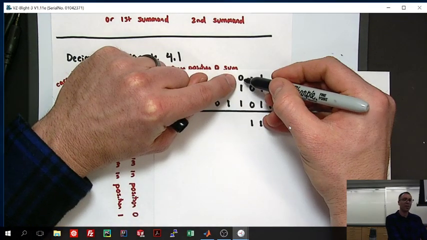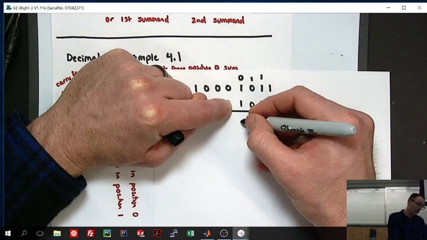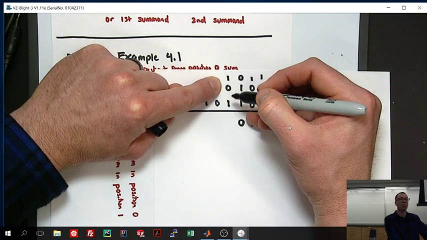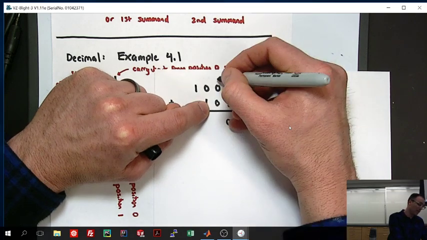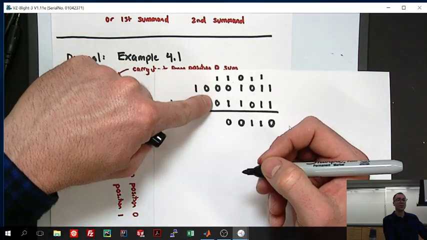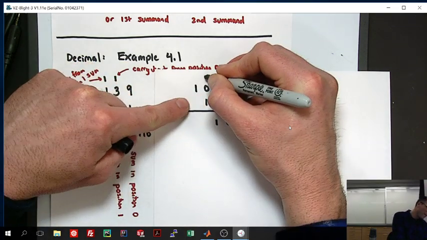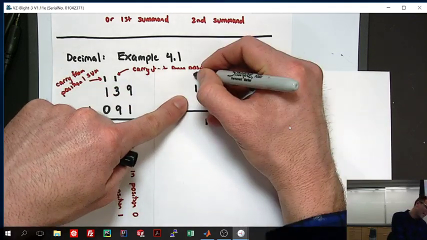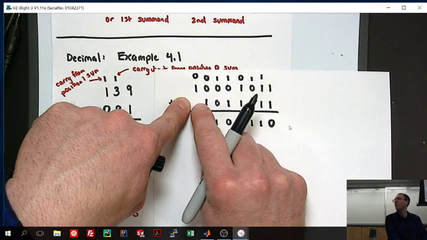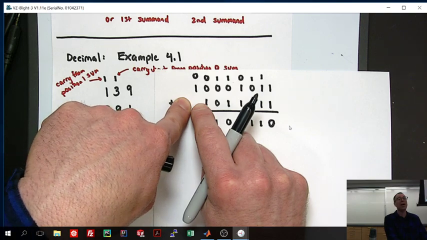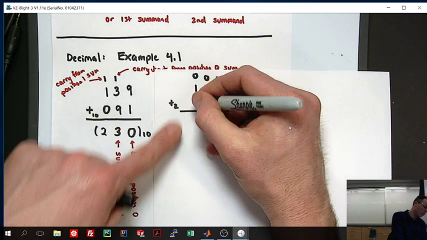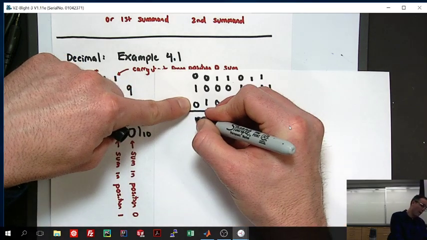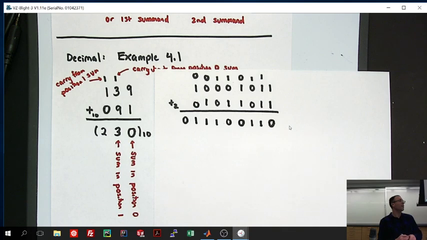Okay, let's see. 0 plus 1 plus 1. 0 in the sum, 1 in the carry. 1 plus 0 plus 1. 0, 1. 1 plus 0 plus 0. 1, 0 in the carry. 0 plus 0 plus 1. 1, 0 in the carry. If a bit is not apparent in the way that I write it on paper, what value does that bit have? 0. So now I have something that looks like 0 plus 1 plus 0 is 1. And I need no value in the carry bit there, right?